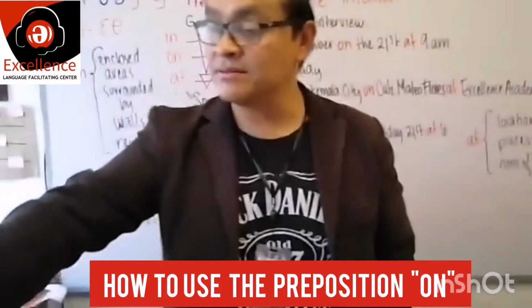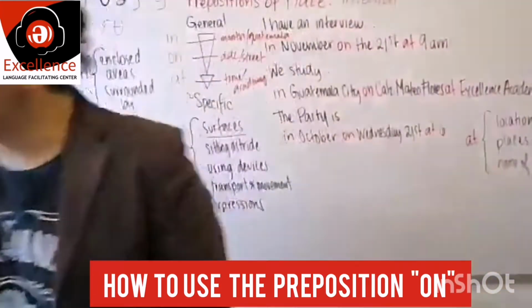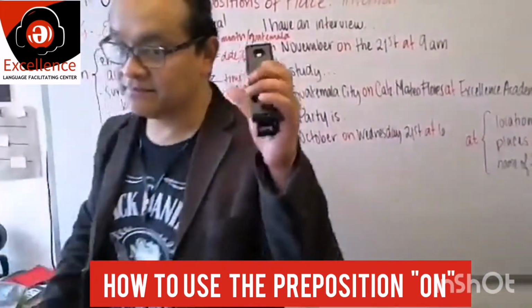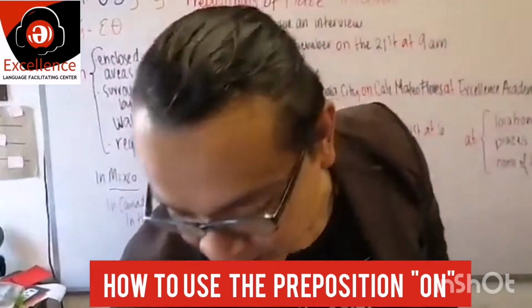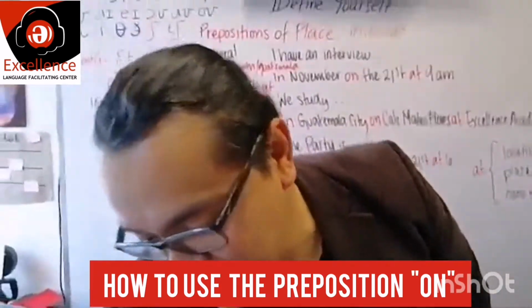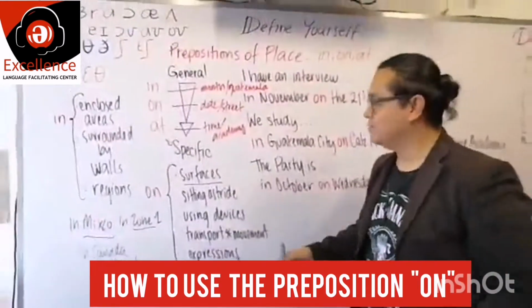There's also a computer on the table. And there's also a printer. And there's also a stapler. And there are also some keys on the table. So we're talking about what?